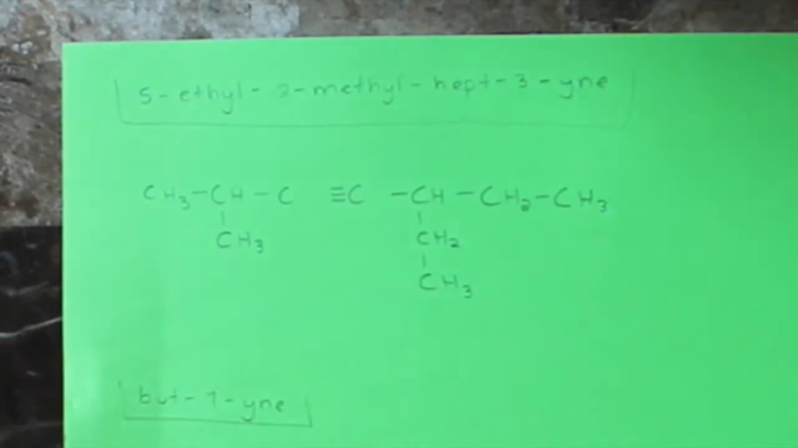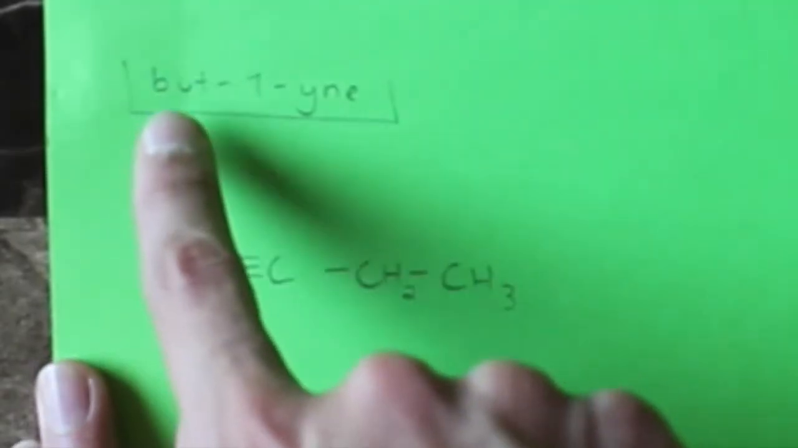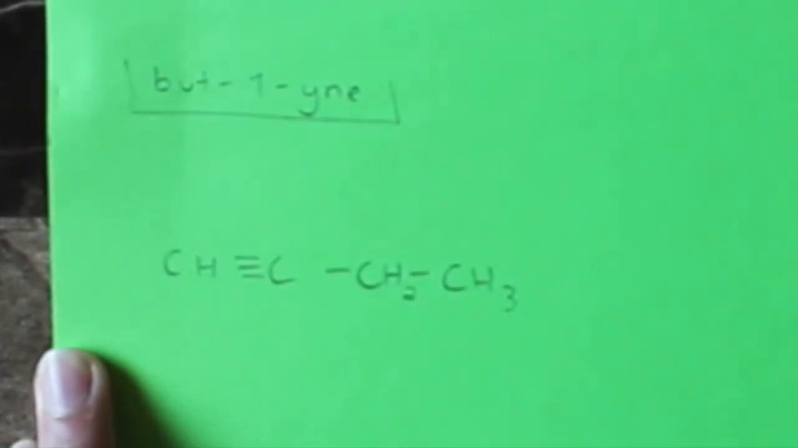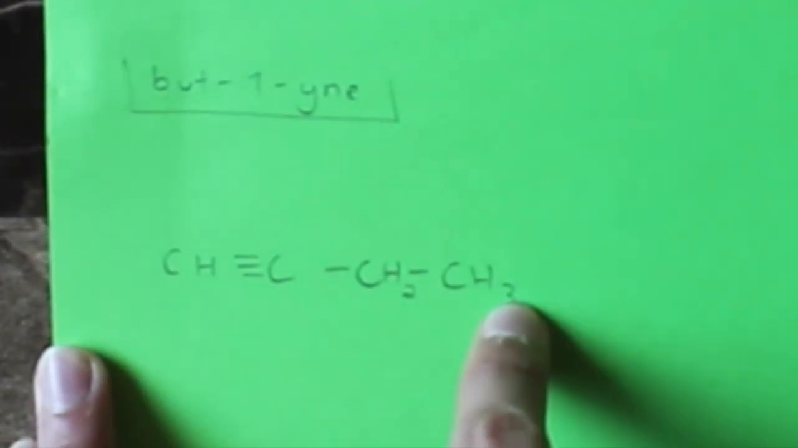Here it is. And now in this example we have but 1-yne. So thanks to the prefix but, we know that there are 1, 2, 3, 4 carbons.